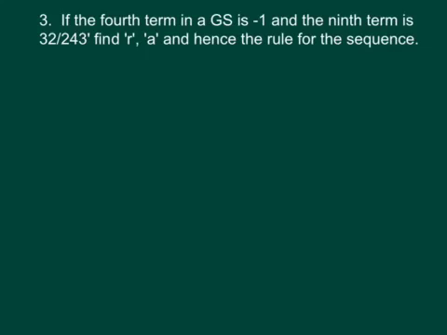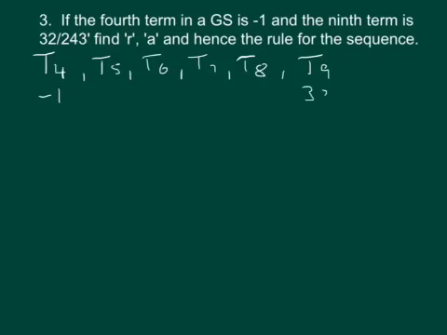Okay, so here's the way I think about it at any rate. The fourth term, we're told, is equal to -1. And we're going to have the fifth term, the sixth term, seventh term. We don't know any of these yet, of course. The eighth term. We do know the ninth term because it's given in the question, and it's 32 on 243. Now ask yourself this question: how do we get from -1 to the next term, to T5?